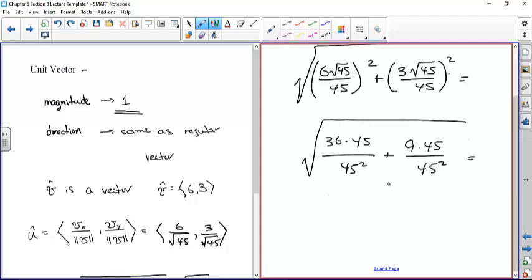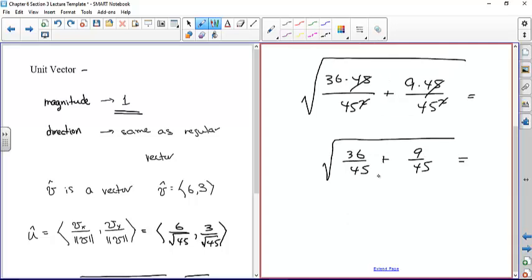And you can see that this is going to cancel out with one of the 45s. So you get 36 over 45 plus 9 over 45. So this cancels out with one of those, and one of those. Then you have a common denominator, so you add them together, you get the square root of 45 over 45, which is the square root of 1, which is 1. So that is the unit vector.